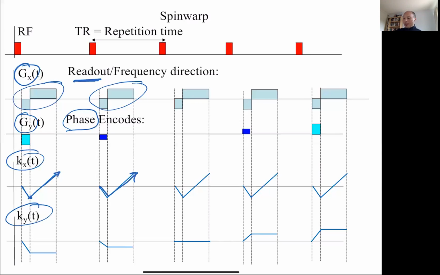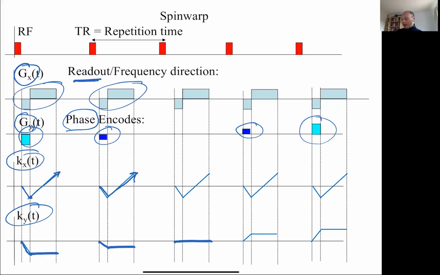The Ky phase encodes, as we talked about before, are different from shot to shot. That provides a different offset and gives us different lines of K-space on each shot. Notice in Ky, we go off to some negative value and then hold that value. On the next shot, we come to some other negative value, and we hold that value.